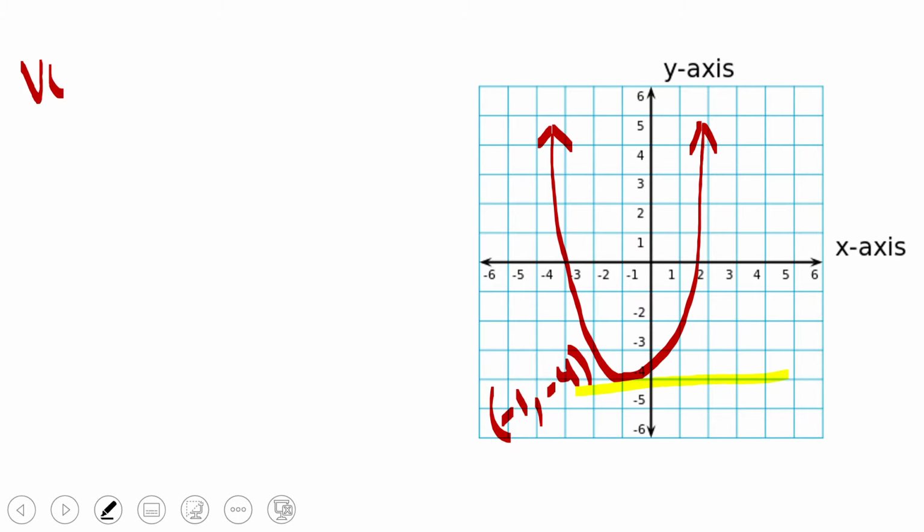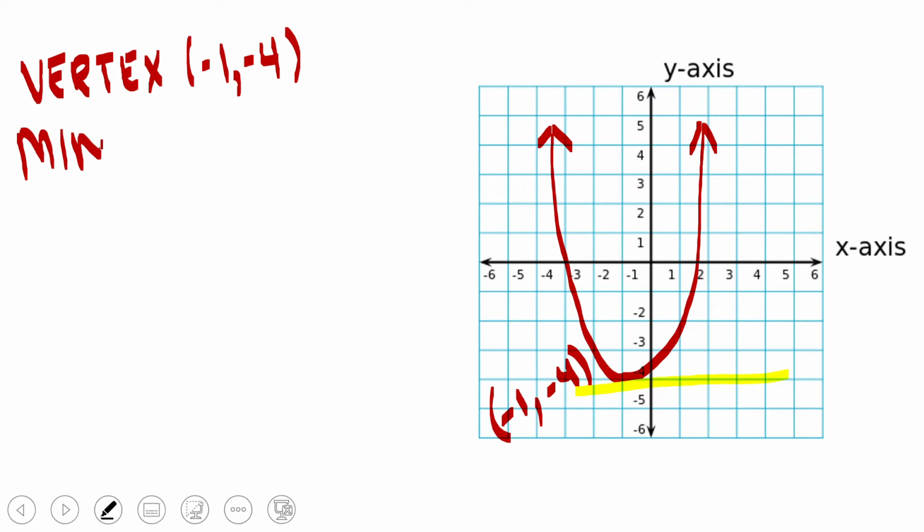Because the graph goes up, we also have at this point a minimum value. That is the bottom of the graph where the highlighted line is. Minimum value.